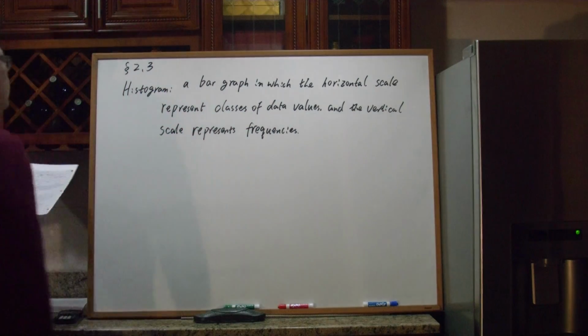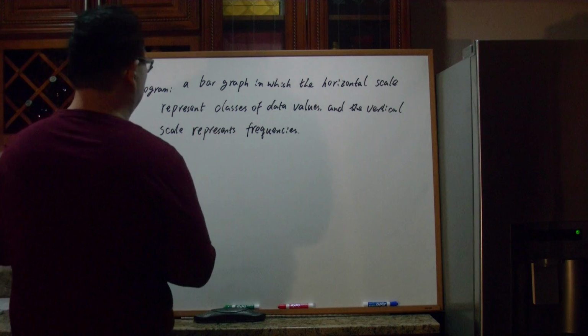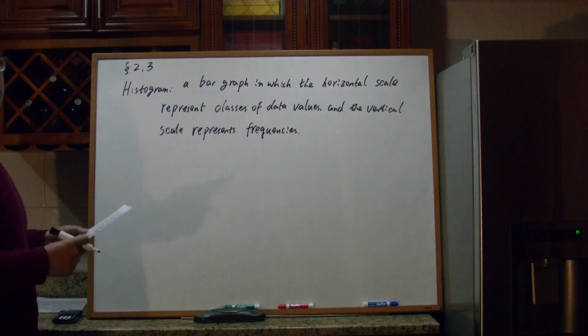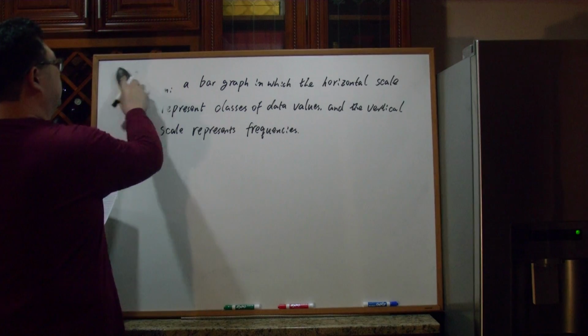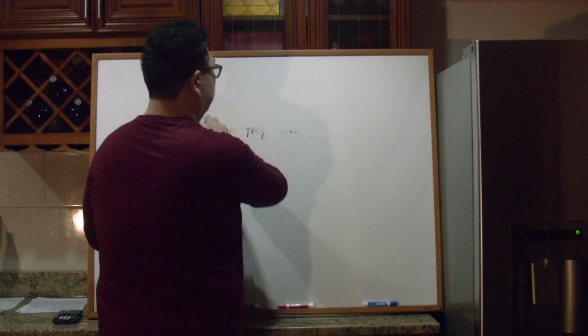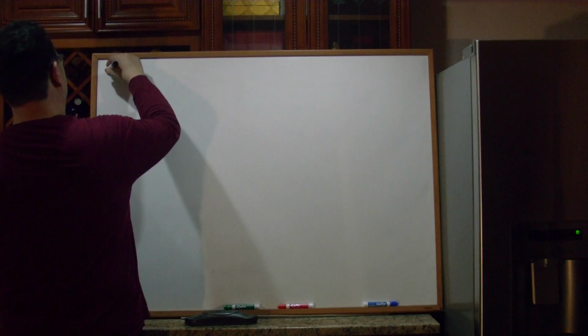Right, so the histogram uses the frequency distribution table, right? We have a bar graph, in which the horizontal scale represents the classes of data values, and the vertical scale represents the frequencies. Right, so we'll see how to draw it by looking at the example. But still, that is what we need, the class values and the frequencies, basically. So that's a usual histogram for the IQ score.